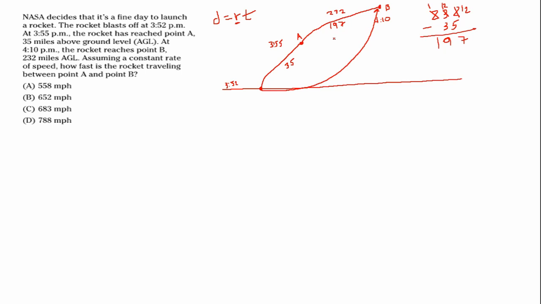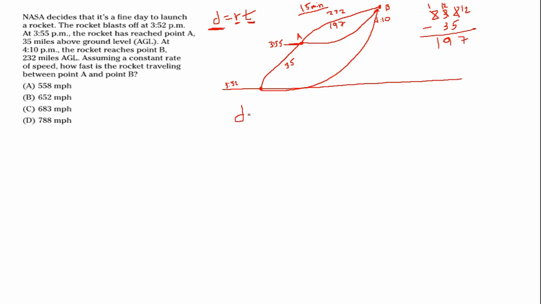Okay, so we have the distance aspect of this formula. We do not have the time yet. We know that at 3:55 it reached point A, and at 4:10 it reached point B. Well, 3:55 to 4:10 is a total of 15 minutes. Okay, so from point A to point B it took 15 minutes. Now we have the time part. Now we can solve for rate.